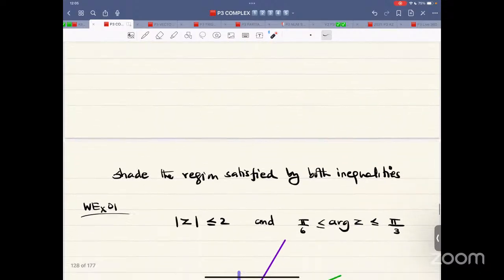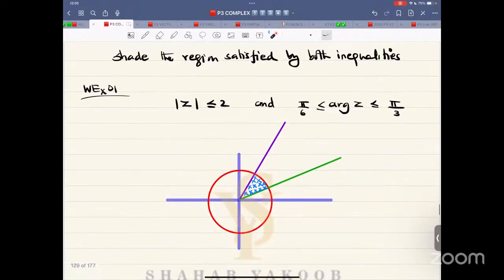Let's move on. Shade the region satisfied by both the inequalities. So Z modulus is less than or equal to 2. And argument of Z lies between the two angles. So what is the final region? Have a good look. The final region is in between the two lines and inside the circle. That is the final region.